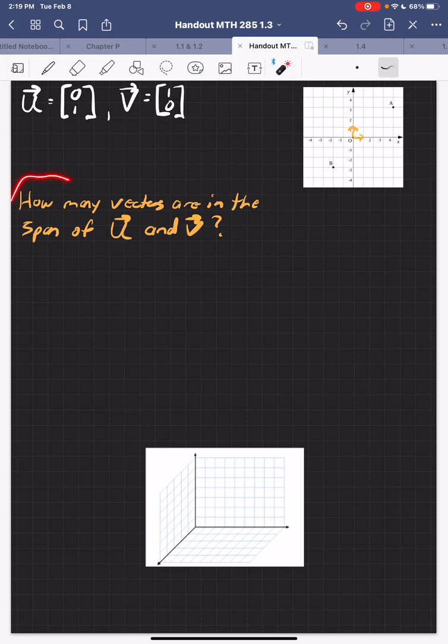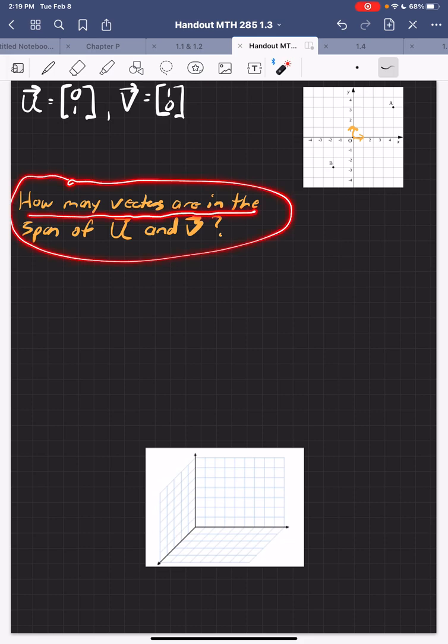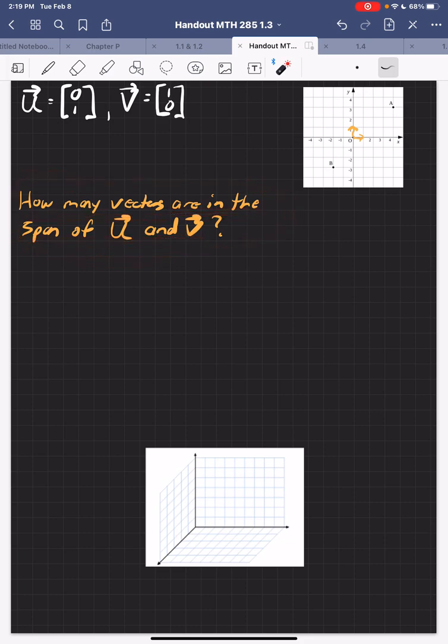But nevertheless, let's start with a basic question. How many vectors are in the span of u and v? Now, do you understand that question? More importantly, when time comes to be tested, will you understand that question? Well, let's find out. So let me read it. How many vectors are in the span of u and v?